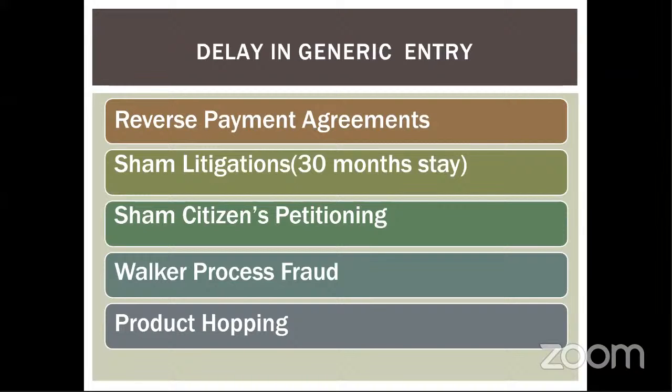Then there may be possibility of delay in generic entry. So what is the reason behind that? The points are: reverse payment agreement, some litigation, that is the 30 months stay. Already we have seen that, in cases of FDA, it will stay for 30 months. Then some citizen petitioning. Actually, it may be a little hard to understand what is the meaning of that. Citizen petitioning will come in more detail later, then you will understand. Next, Walker Process fraud or product hopping. All these are the reasons behind delay in generic entry.